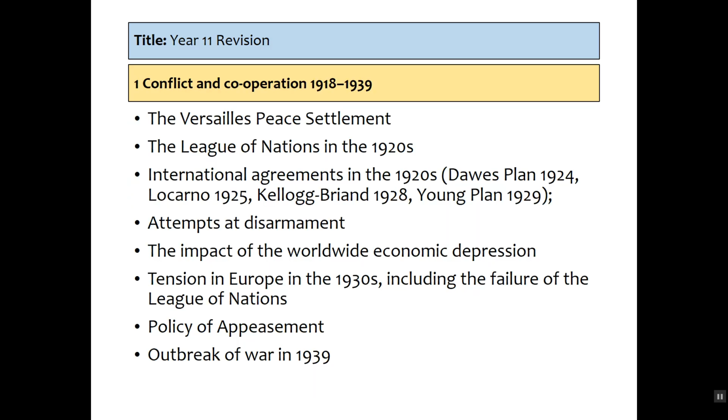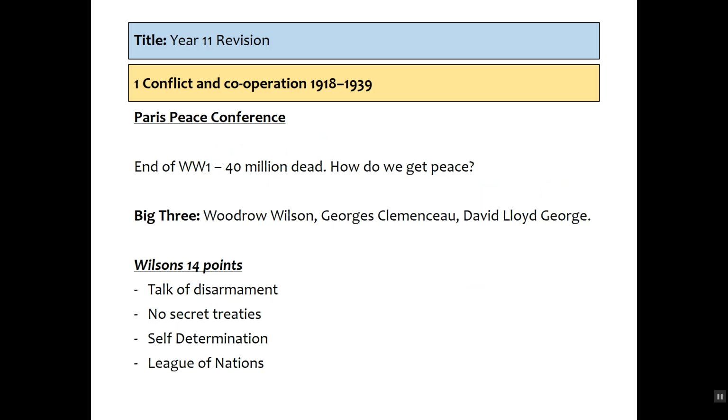So conflict and cooperation: we've got the Versailles Peace Treaty through to the League of Nations, the disagreements in the 30s and the impact of that all the way up until the outbreak of war. So the first section is the Paris Peace Agreement. End of World War I, just a reminder, 40 million people dead. It really is a huge question: how do we get lasting peace in Europe?